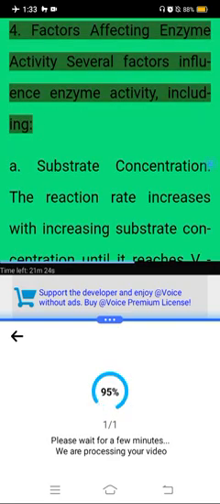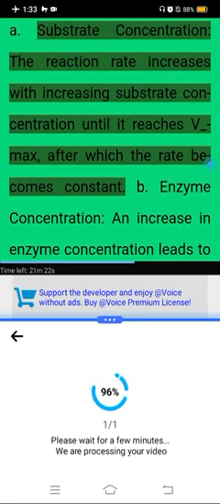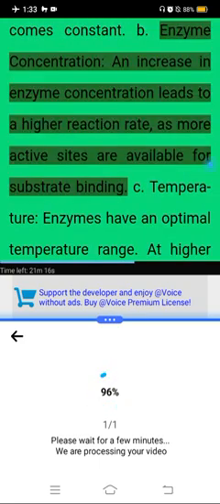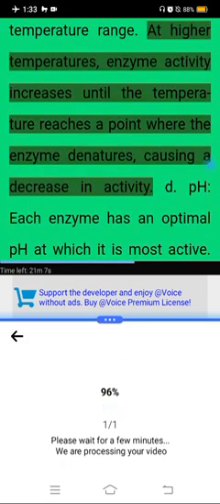4. Factors affecting enzyme activity. Several factors influence enzyme activity, including: A. Substrate concentration. The reaction rate increases with increasing substrate concentration until it reaches V_max, after which the rate becomes constant. B. Enzyme concentration. An increase in enzyme concentration leads to a higher reaction rate, as more active sites are available for substrate binding. C. Temperature. Enzymes have an optimal temperature range. At higher temperatures, enzyme activity increases until the temperature reaches a point where the enzyme denatures, causing a decrease in activity. D. pH.